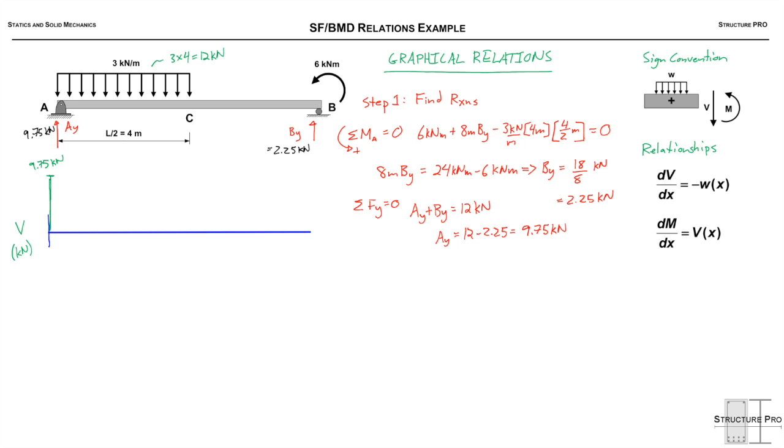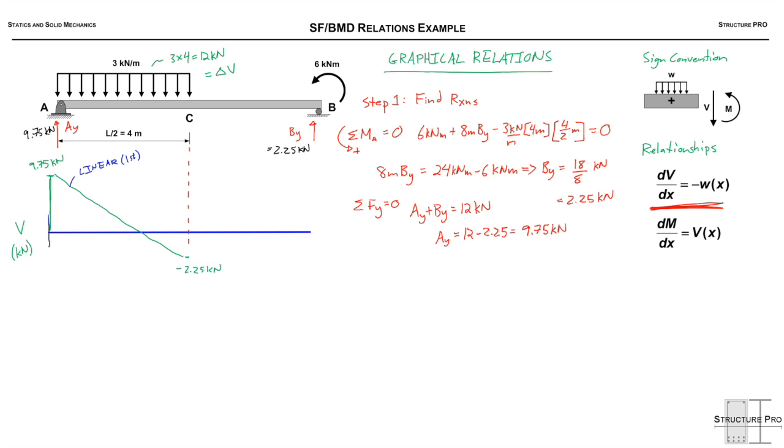Then we're going to look at this distributed load. We see that the area under it, 3 kilonewtons per meter times 4 meters, is 12 kilonewtons. We know from our relationship on the right that that's going to be equal to the change in shear over that same 4 meter span. So we know 9.75 minus 12 is negative 2.25. We can connect them directly with a line. We know this is linear because it's essentially one order higher than the loading was. For this case, the loading was constant.